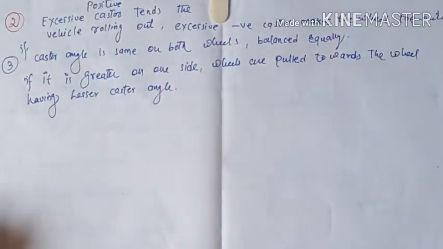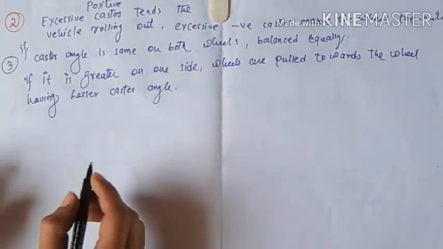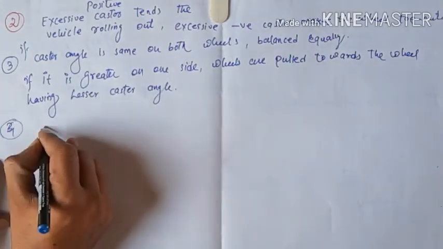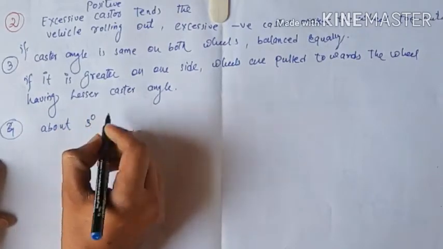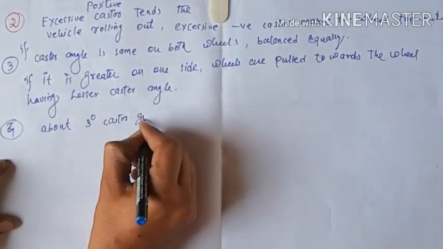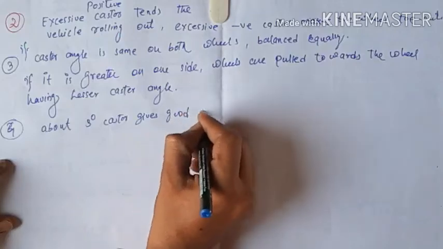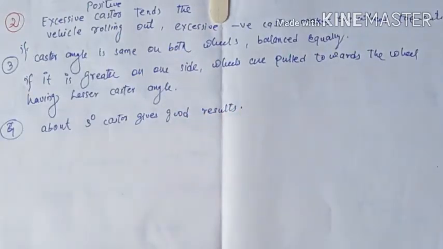And the last one is that about 3 degrees of caster gives good results. So this is the effect of the caster.